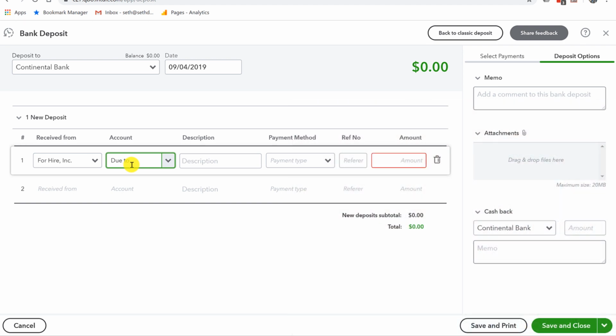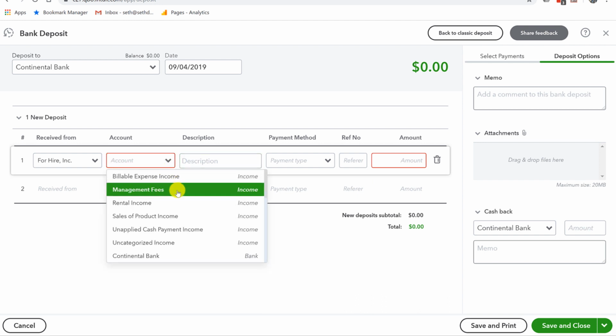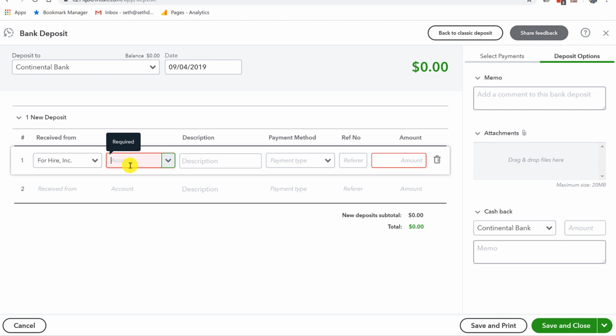So here we go, due to/from. And now we're in OnTarget Inc.'s books, so this is For Hire Inc. And it didn't give me the dialog to add it. Let's try that again. All right, still didn't do it. It looks like in this new deposit dialog, it doesn't let you create accounts on the fly. Note to self, don't use the new deposit dialog until they fix that.